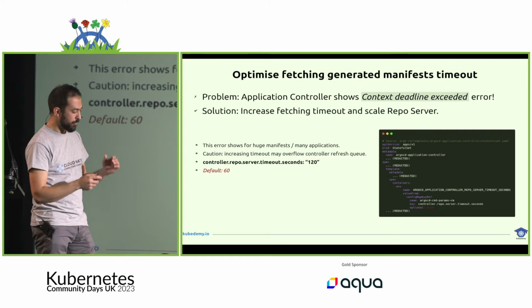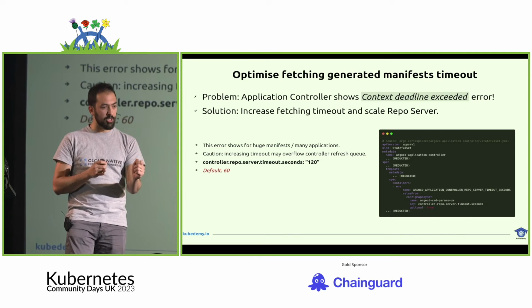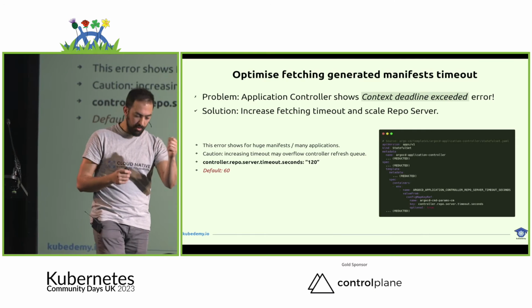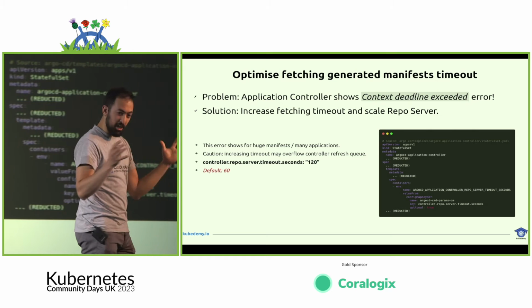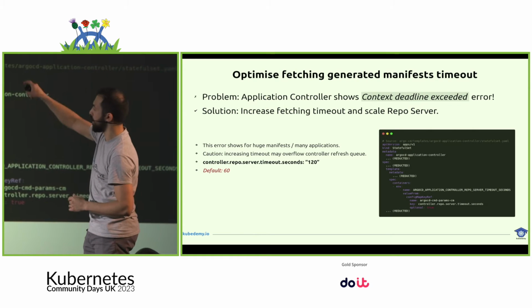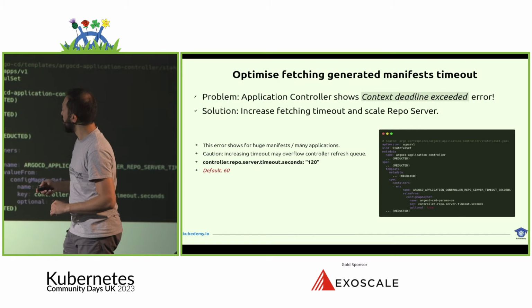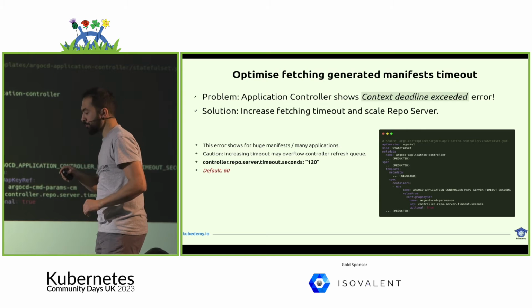What really happens, as discussed, is that when you create an application, the controller sends a request to the repo server and asks for the manifest. When the manifest is huge, it times out. And you need to change the default timeout in the controller.